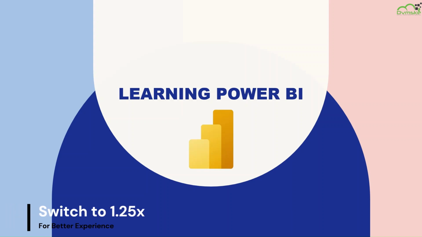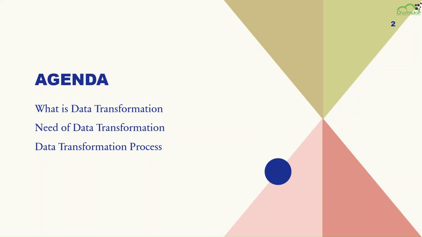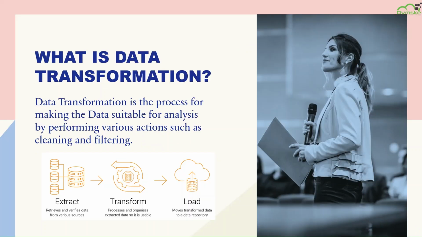In the previous video, we learned about connecting to a data source in Power BI Desktop. In this video, we will be learning about what is data transformation, what is the need of data transformation, and about the data transformation process. Data transformation is the process of making your raw data clean and usable for analysis. We do this by performing actions like cleaning, filtering, removing errors, fixing missing values, basically preparing the data so that it works perfectly with your visuals and models.